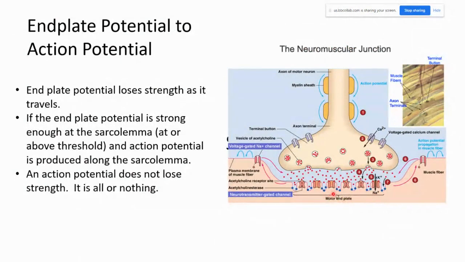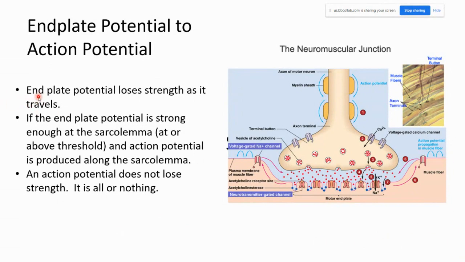This end plate potential loses strength as it travels, but we need it to reach the sarcolemma. Remember, the motor end plate is the curvy part of the sarcolemma, but on either side here is just regular sarcolemma. If that end plate potential reaches the sarcolemma, that causes an action potential. An action potential is all or nothing. Once it starts, this action potential, this nerve impulse, the excitability is going to flow through the entire muscle fiber.